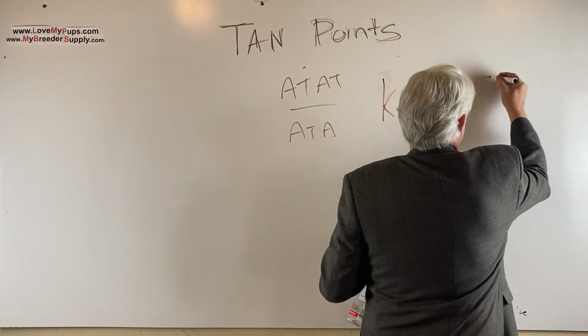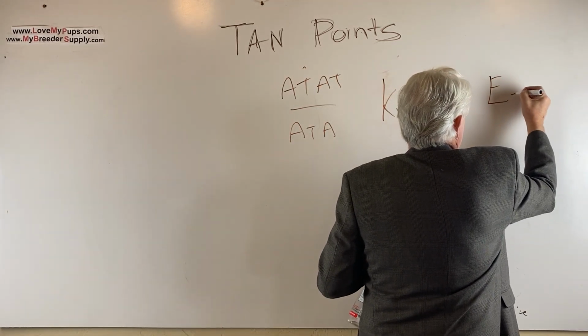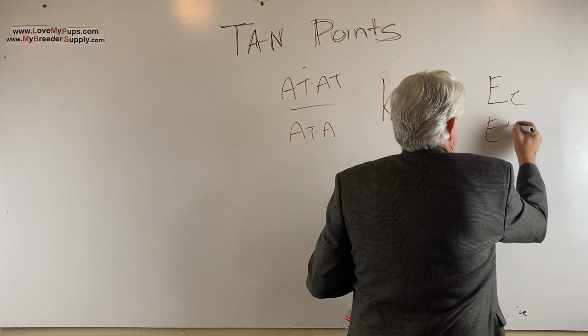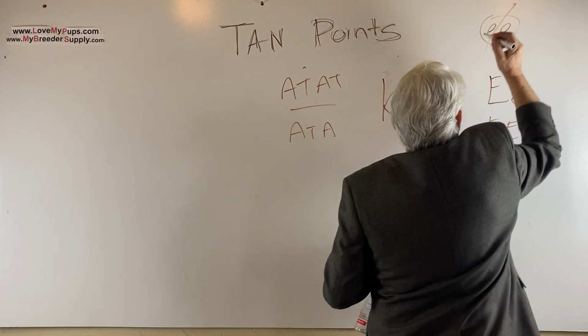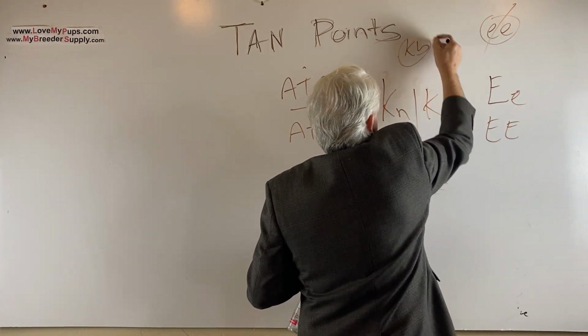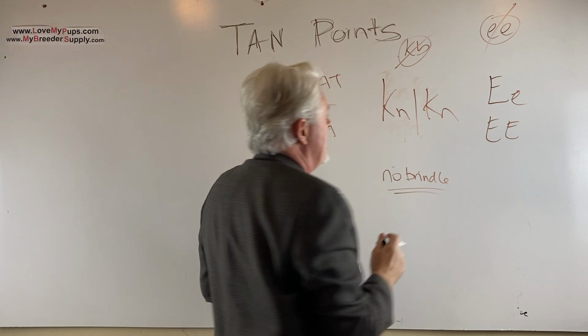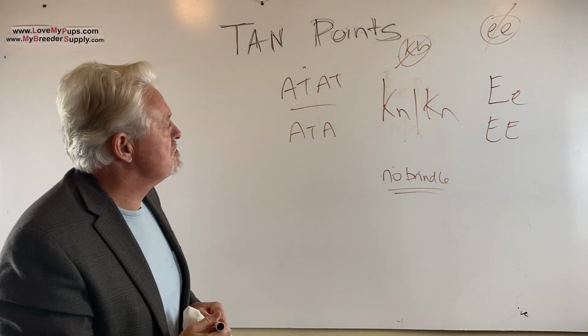So the dog has to be either that or that. It cannot be little e. That will wipe it out. Just like over here, we can't have a KB, that wipes it out. So we can't have a cream dog. If you've got a cream dog, it's not going to show it.